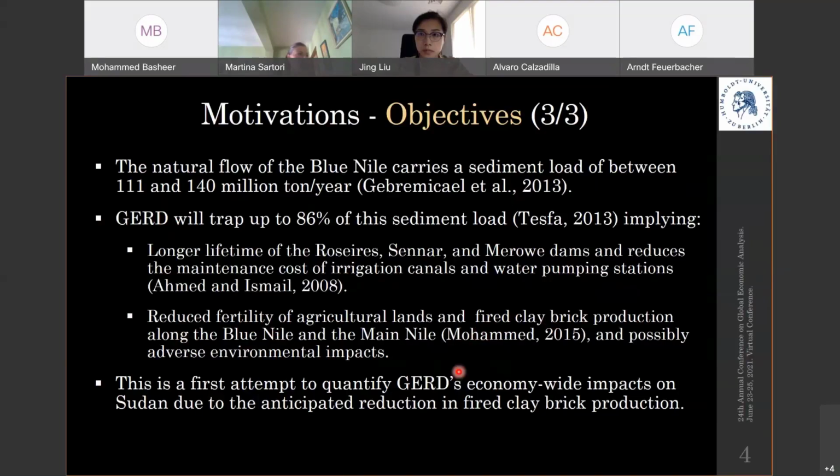In Sudan, there are industries that produce bricks for the construction sector, and that brick is based on the sediment that is carried every year to the floodplains. These sediments are dug every year and converted into fired red bricks. So once the sediment is trapped upstream, there will not be any fired red brick production downstream any longer. In this study, we are attempting to quantify the economy-wide impacts of the GERD on Sudan as a result of this anticipated reduction of fired clay brick production, because the sediment will be reduced.